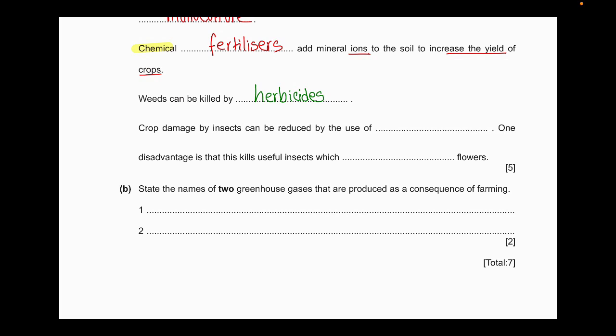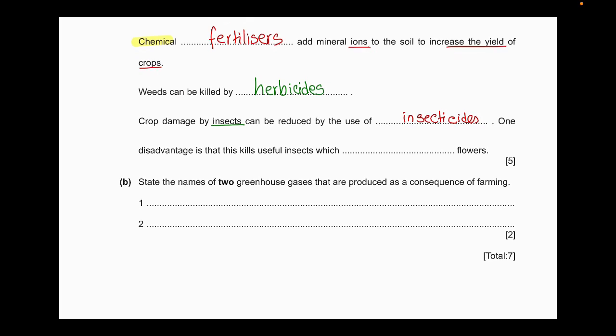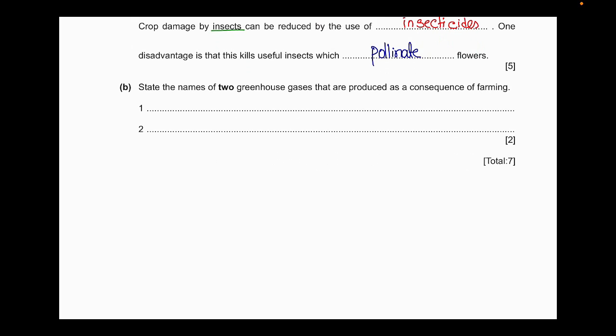Crop damage by insects can be reduced by the use of insecticide. Insecticide can reduce the damage from insects. One disadvantage is that this kills useful insects which pollinate flowers. So that is also a problem. Some insects are good insects which will also die due to the use of the insecticide.